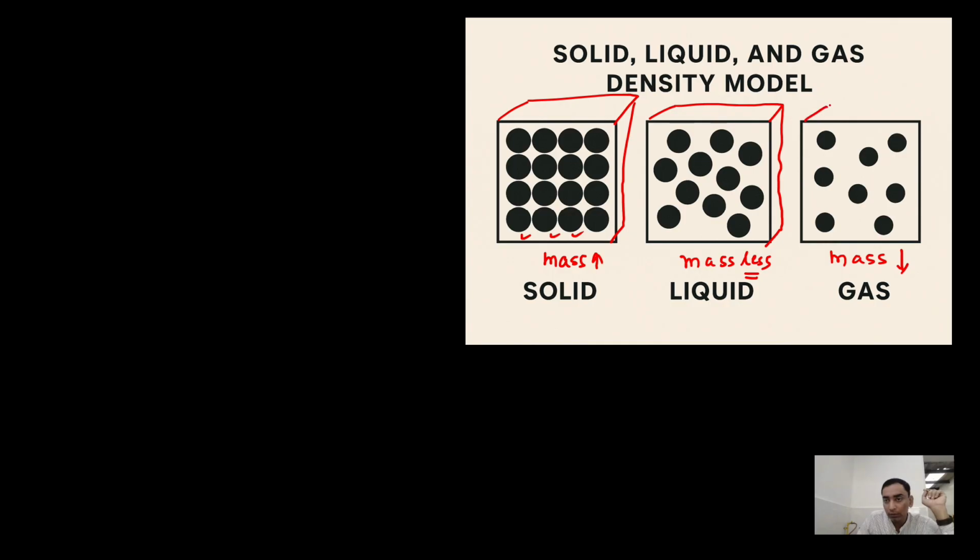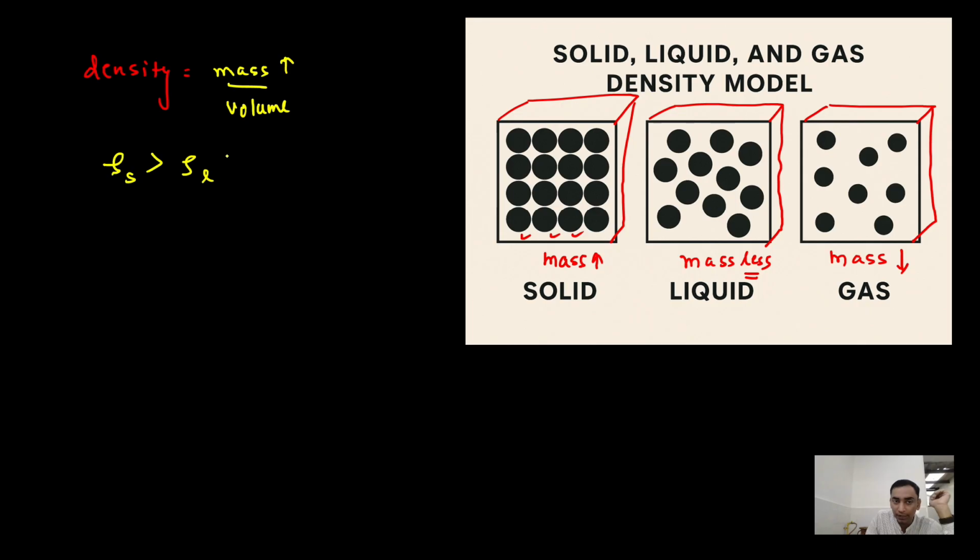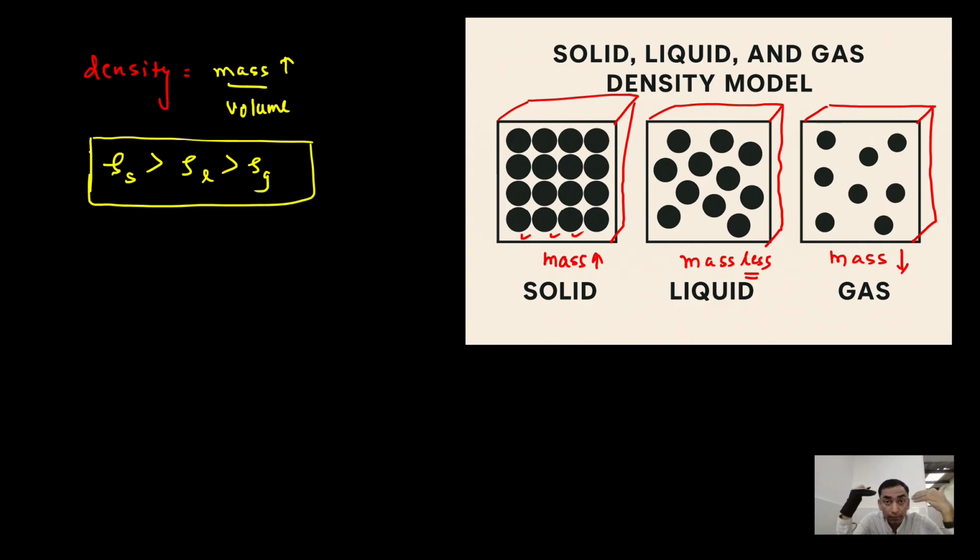So provided all three boxes are of the same volume, you can very well see that the mass is largest in solids. So that means the density, which is equal to mass upon volume, for a given volume, the mass is highest in solids. So the density of solids is higher than that of the liquids and higher than that of the gases. This is a general overview, guys. We are not supposed to say that it is true for all solids, liquids, gases.